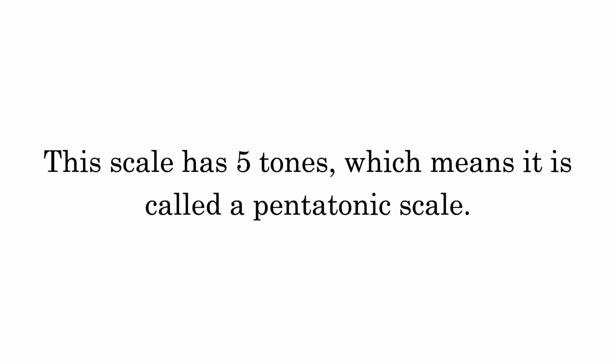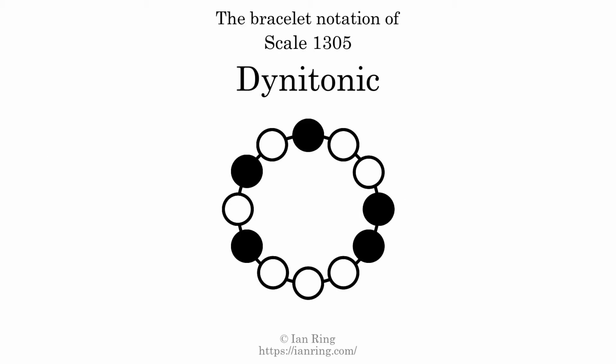This scale has 5 tones, which means it is called a pentatonic scale. This is a bracelet notation diagram of scale 1305. The shaded circles represent tones that appear in the scale, and they are read clockwise, starting at the top.